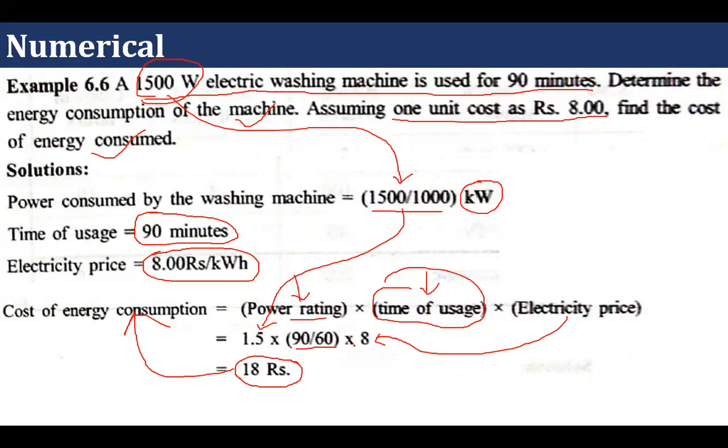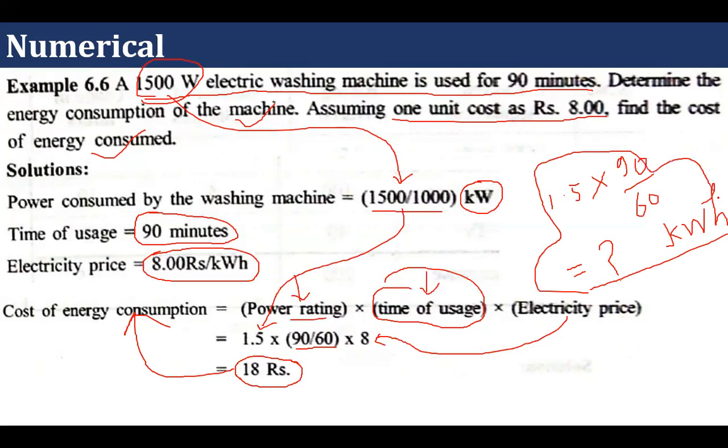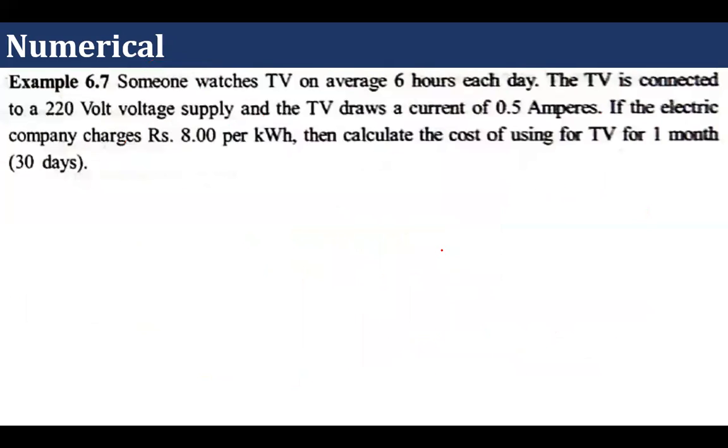Suppose I want to find out energy consumption only. So we have to do 1.5 multiplied by 90 upon 60. This is going to give us the value of energy consumption in kilowatt hour, and this will decide the number of units we are going to expend for this appliance's use.